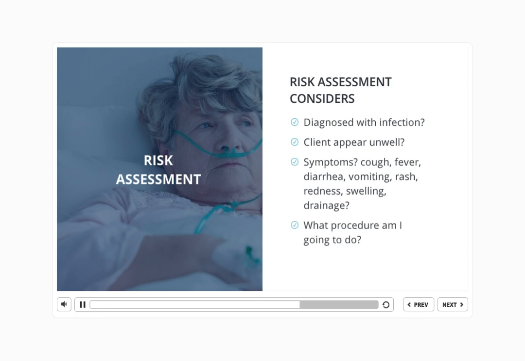What procedure am I going to perform? An interview? A wound care? A blood pressure? A bed bath? Therefore, what are my risks of exposure to infection? All of this will determine which routine practices you will need to use.